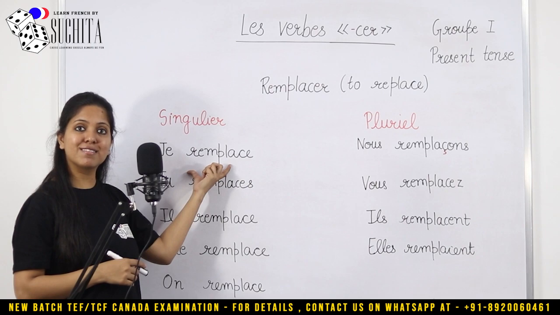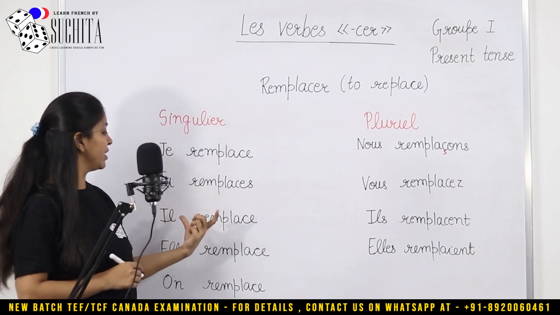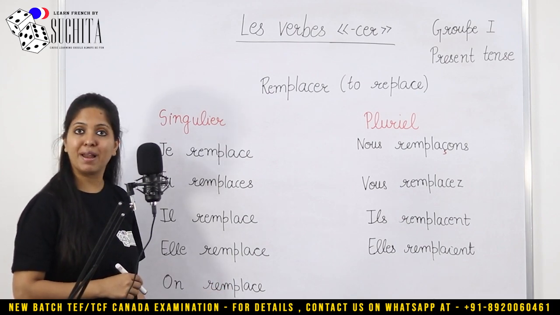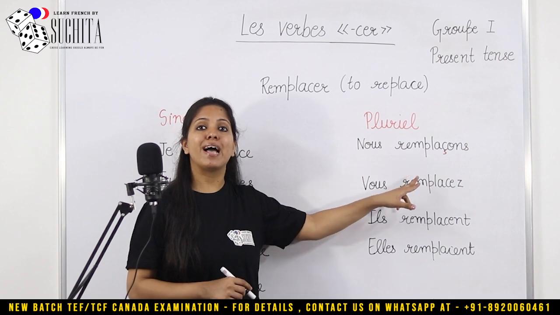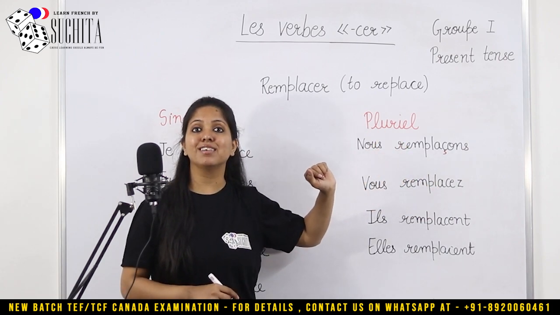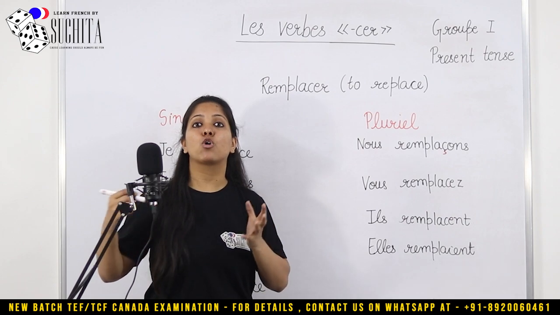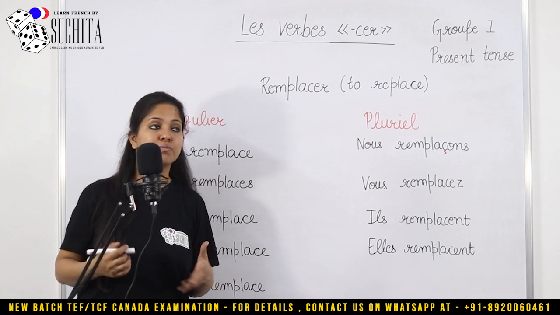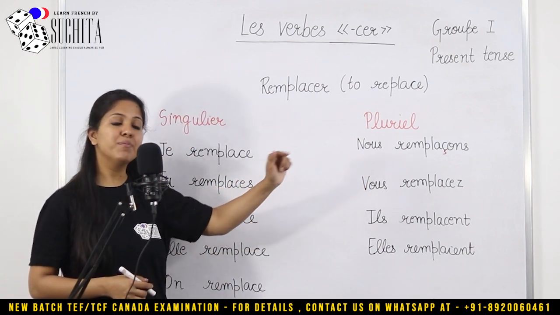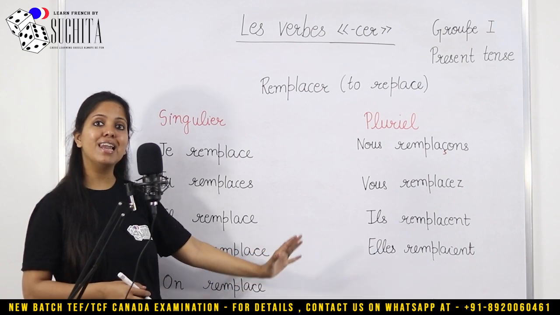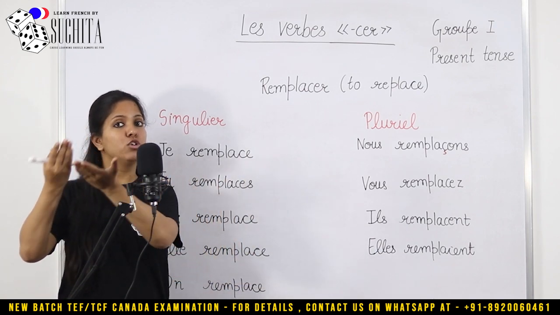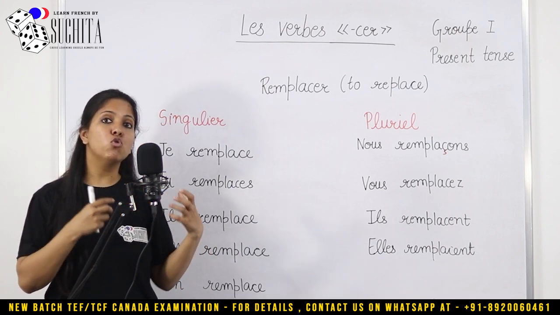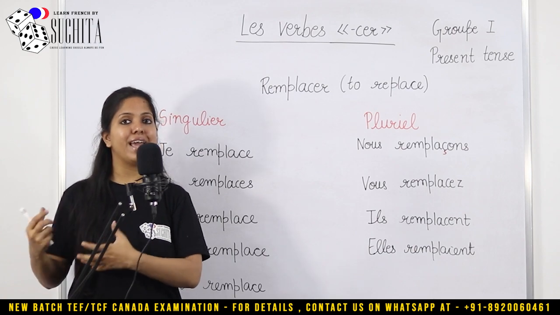Je remplace, tu remplaces, il remplace, elle remplace, on remplace. Nous remplaçons. If I do not put this accent, the pronunciation would be "nous remplacons" with a K sound, which is incorrect. You pronounce it as "nous remplaçons." Vous remplacez, ils remplacent et elles remplacent. Je remplace, tu remplaces, il, elle, on remplace. Nous remplaçons, vous remplacez, ils remplacent et elles remplacent.